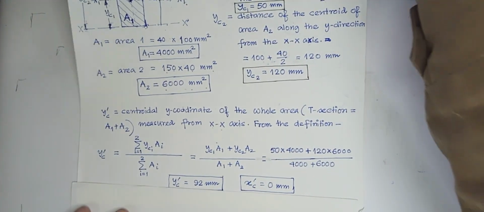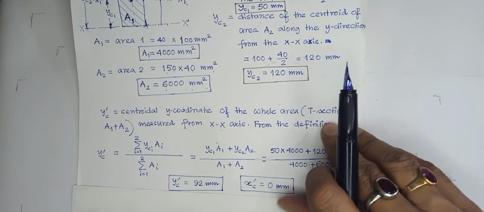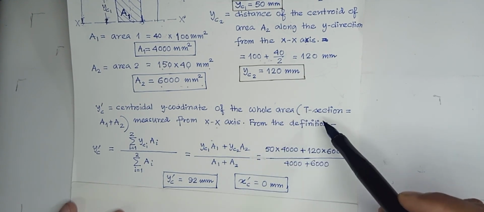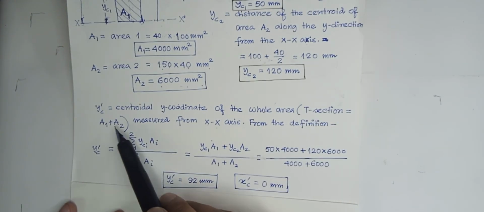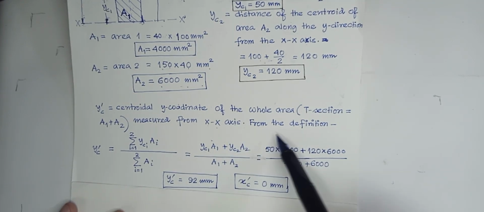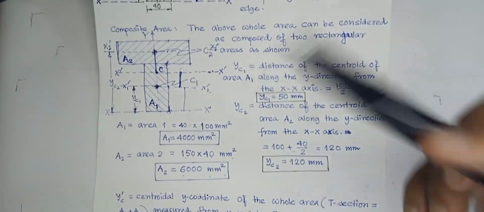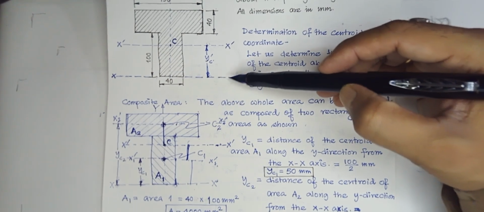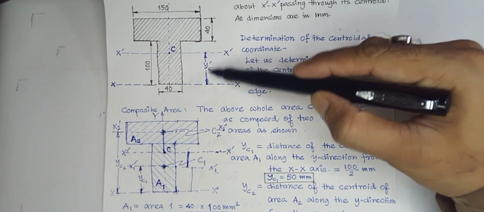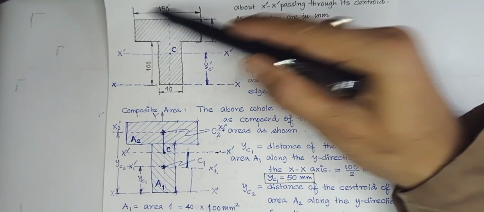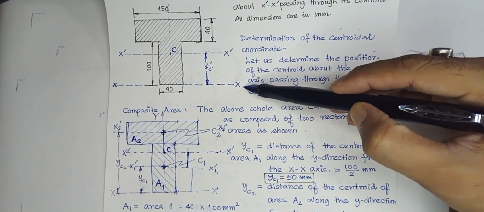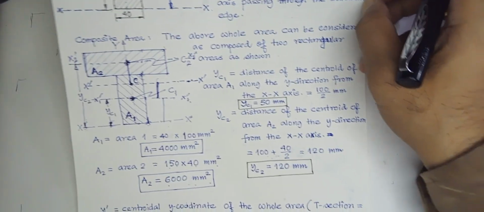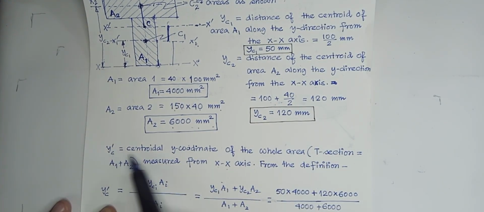Now what we will do, we will use the definition of centroid. So yc prime is the centroidal coordinate of the whole area, that is the T section, that is area a1 plus a2, measured from the x axis from the definition. That means from this axis, yc prime, that is the centroid of the entire area measured from the x axis, from the axis passing through the edge or aligned with the edge. Okay, so that is basically the yc prime.